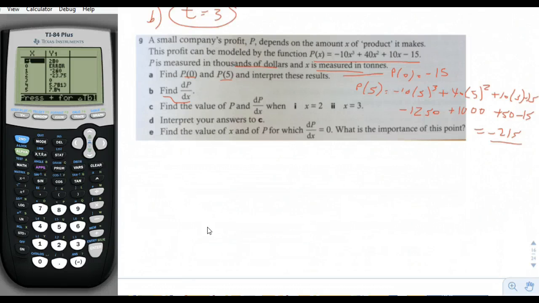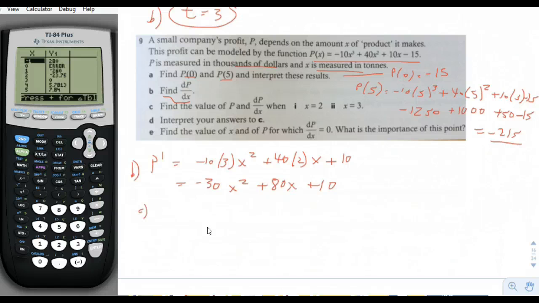Now it says find dP/dx. So I'm going to find the derivative of this. So it would be P prime, right? And P prime would be negative 10 times 3x squared plus 40 times 2 times x plus 10. And the derivative of negative 15 is 0. Okay. So we have negative 30x squared plus 80x plus 10. Okay, and then that's the answer for B.